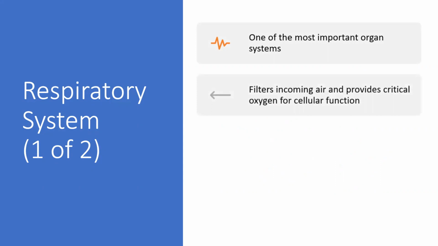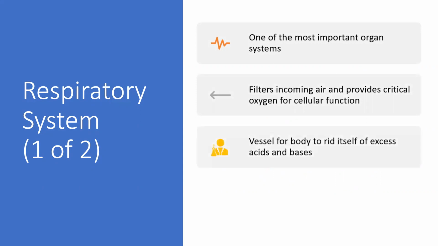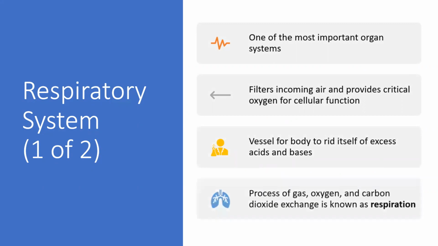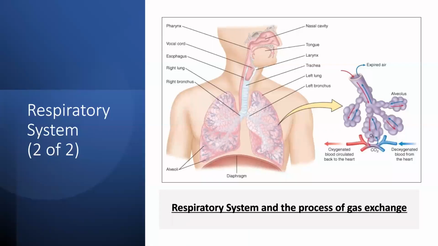It filters the incoming air and provides the critical oxygen for cellular functions, and is the vessel for the body to rid itself of excess acids and bases. The process of gas, oxygen and carbon dioxide, exchange is known as respiration in the respiratory system. So this is our respiratory system, and the process of gas exchange occurs like that.